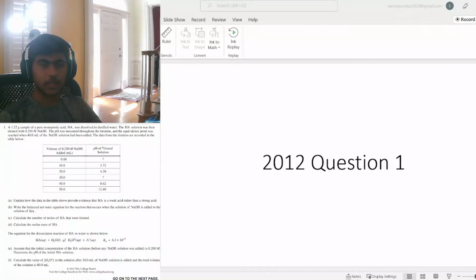We're given this table, the volume of the sodium hydroxide added versus the pH of the titrated solution, and we have to explain how the data provided in the table provide evidence that HA is a weak acid rather than a strong acid. Alright, let's see. How are we going to go about doing this question?